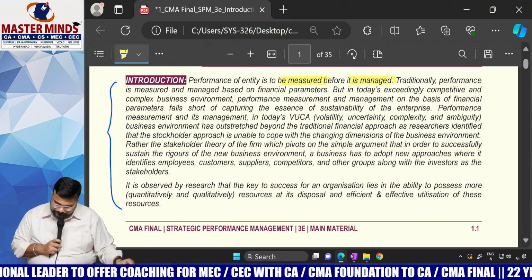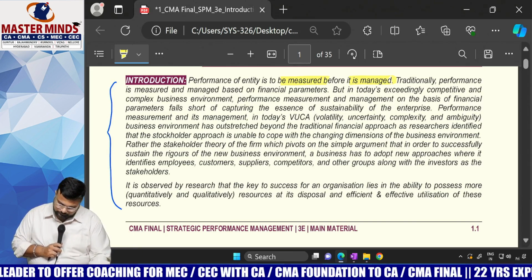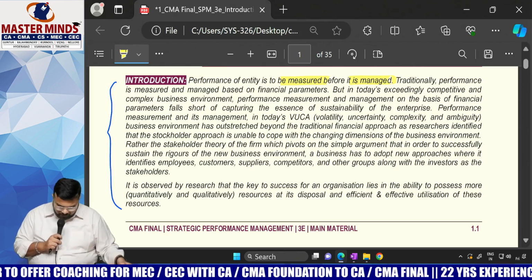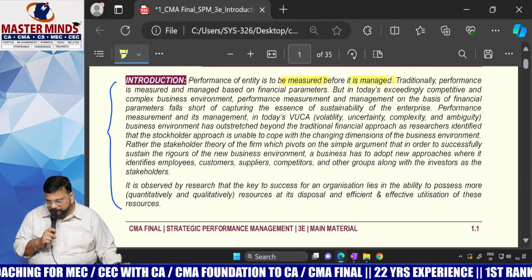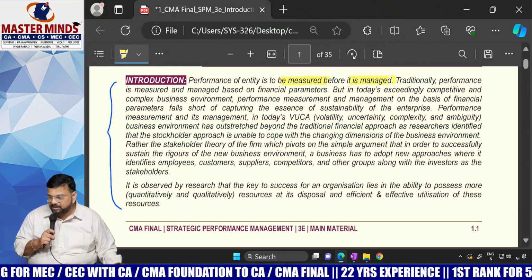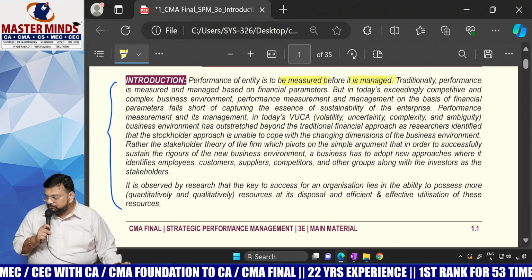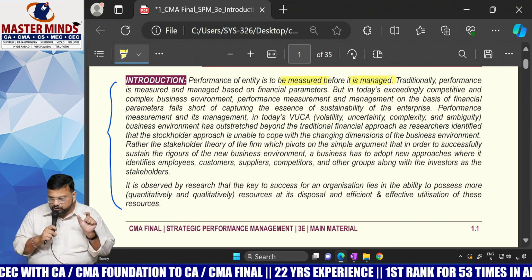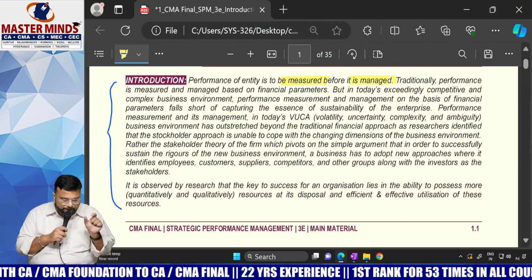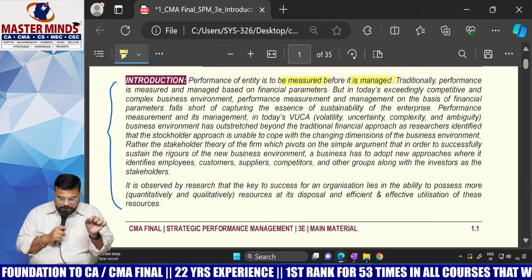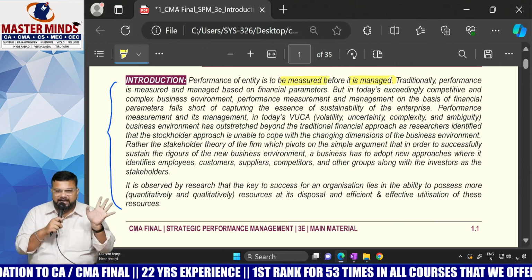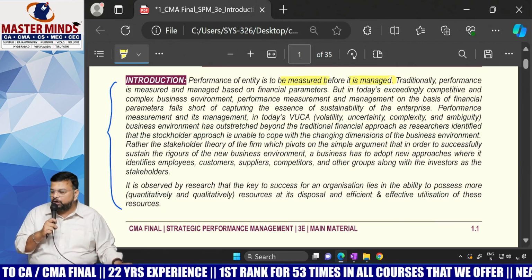Next, Nana. Performance measurement and its management in today's VUCA. It's an acronym for volatile, uncertain, complex, and ambiguity. Business environment. Basically, these are the four terms which are used to define the present business environment. Is the business environment stable or volatile? What do you mean by volatile?